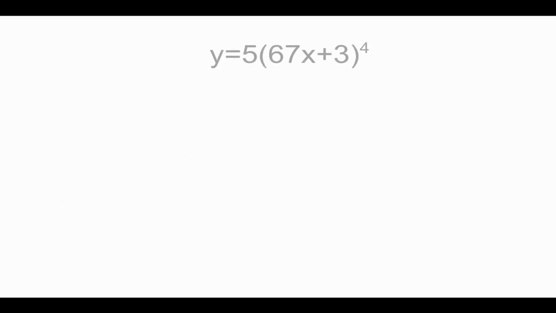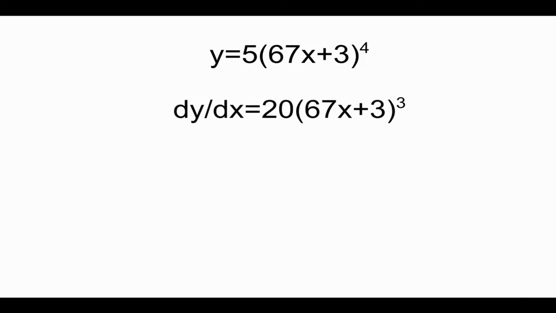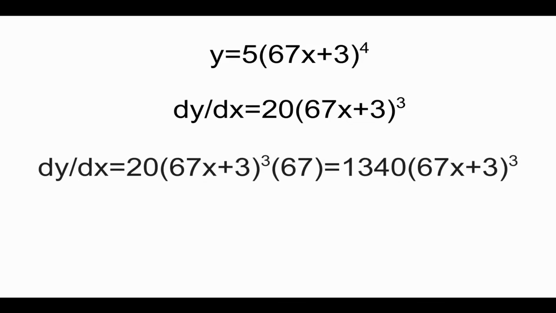So an example of this would be the derivative of this guy. First you find the derivative of the outside. So 4 times 5 is 20, and 4 minus 1 is 3, and you just keep the inside the same. But we're not done yet, because you have to multiply by the derivative of the inside as well. And the derivative of the inside is just 67, because the derivative of 67x plus 3 is 67. So your final answer comes out to be 1,340 times (67x plus 3) cubed.